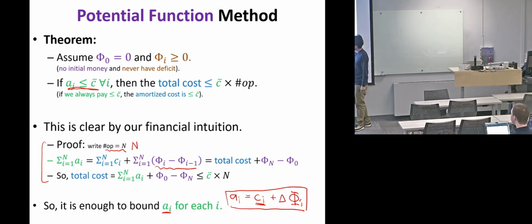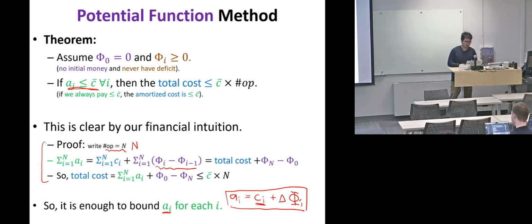And so I just rearrange, right? You get that the total cost is the sum of A_i, plus phi 0 minus phi n, but phi 0 is 0. Phi n is positive, so this is at most 0. And because A_i is at most C bar, and there are n terms, you get that the total cost is at most C bar times n. So the amortized cost is C bar.